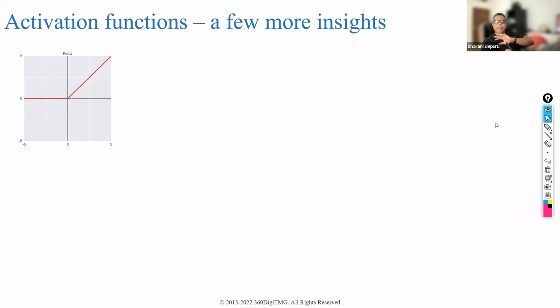Then there is one amazing activation function which is still extensively used, and I would say this is probably the most popular activation function. For some reason, it keeps giving you amazing results. It's called ReLU. RE stands for rectified, L for linear, U for unit. So it is the rectified linear unit.